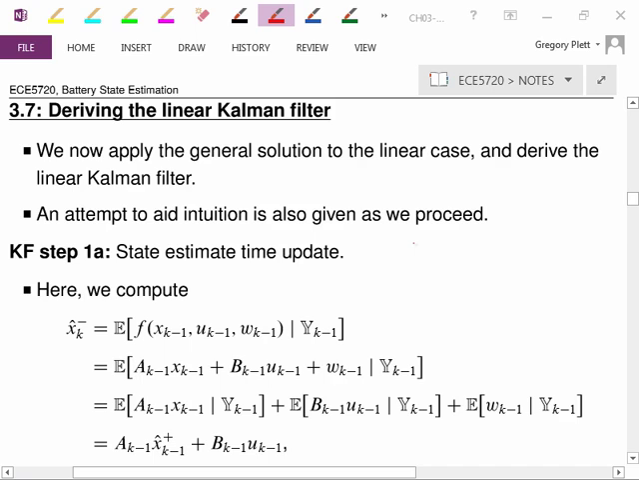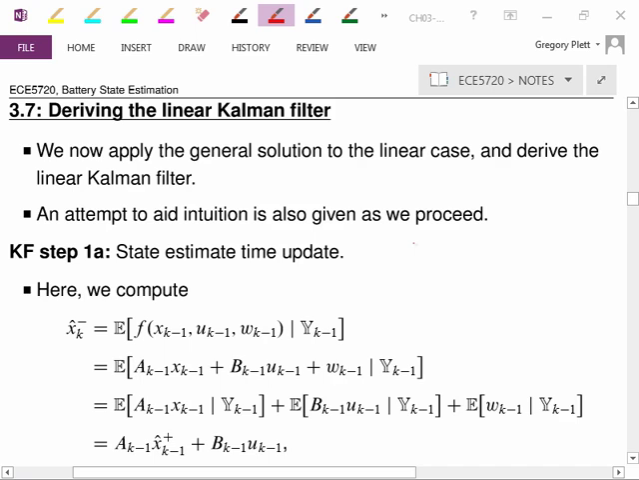We have now seen the generic 6 steps of Gaussian probabilistic inference, and we're going to use these 6 steps ultimately to come up with a methodology to estimate the state of our battery cell. And we do this in a few steps. The first step is to use the general solution as a basis for deriving the linear Kalman filter.